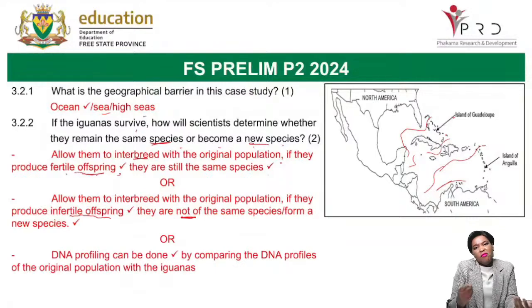Or you can say they can even check the DNA profiles. Very easy. Now this one is just an easy process. The DNA profiling can be done by comparing the DNA profile of an original species with the DNA profile of the new iguanas. Then when you compare the two, it will give you a definite answer of whether the nitrogenous bases, the sequence, and the arrangement are the same or they are different. If they are different, then you will know they are now different species. If they are the same, then you will say they are the same species. So think outside the box. Apply your mind. Make the question make sense to you.